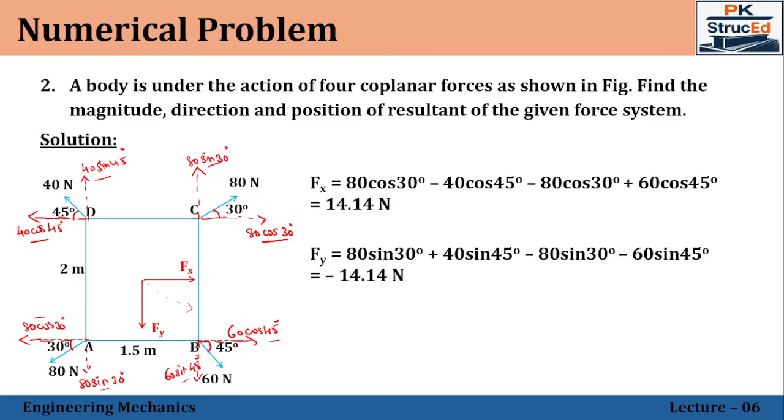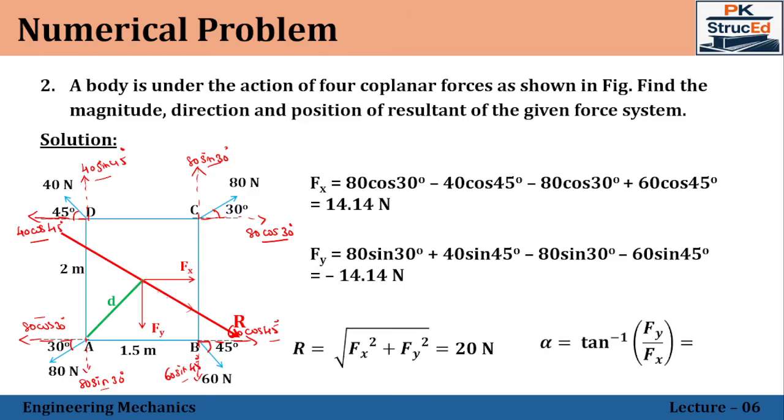Right, so now finding out the resultant, we will be applying the parallelogram law of forces. So R will be equal to root under Fx square plus Fy square. Substituting the values, you'll be getting the R value as 20 Newton, and going on with the alpha, you'll be having the relationship tan inverse of Fy by Fx, which comes as 45 degree. And we are assuming the position we are going to find. You can see that the resultant is going in this way.